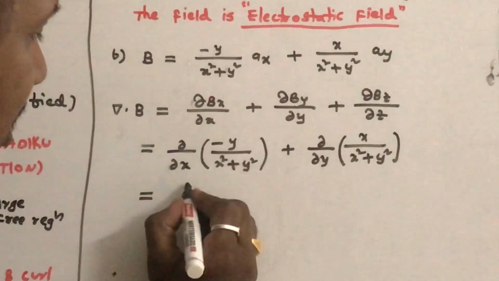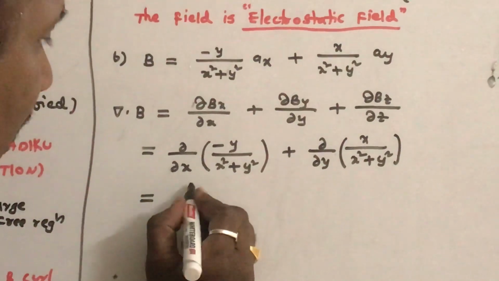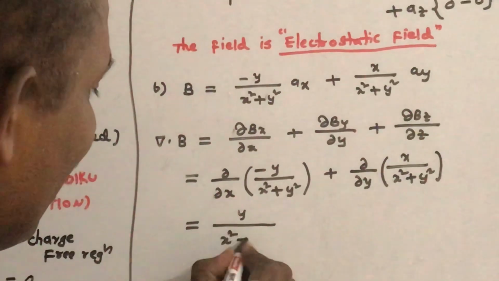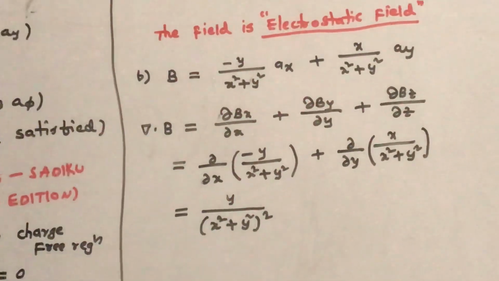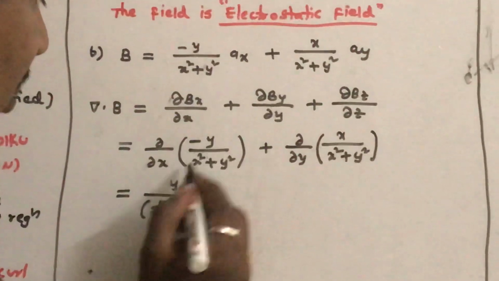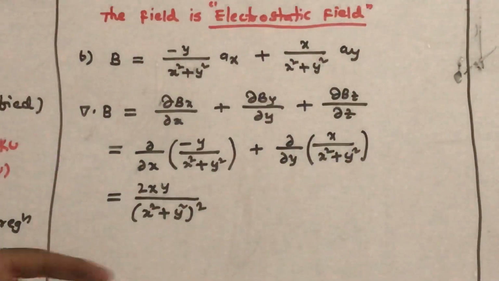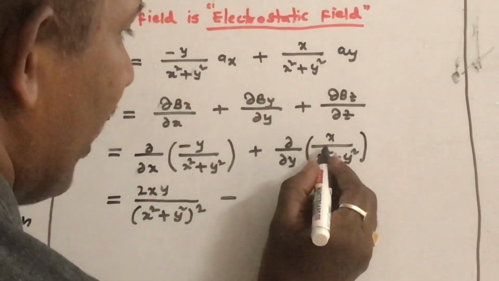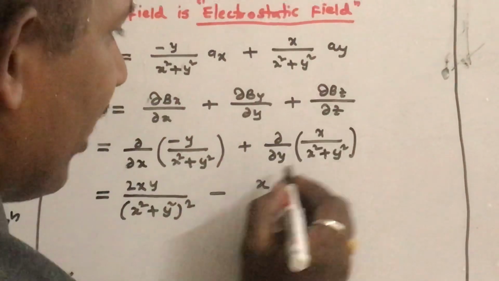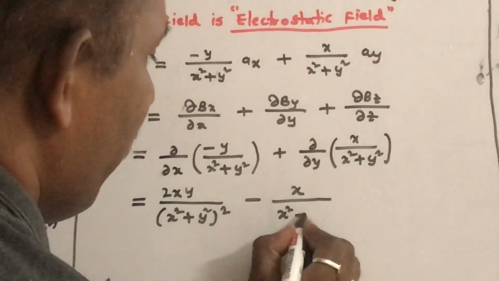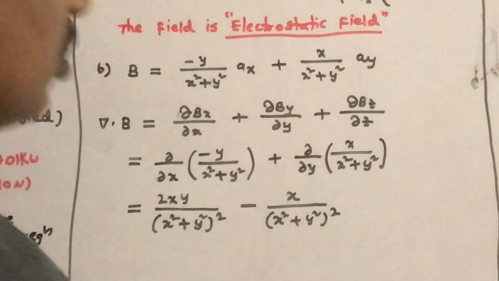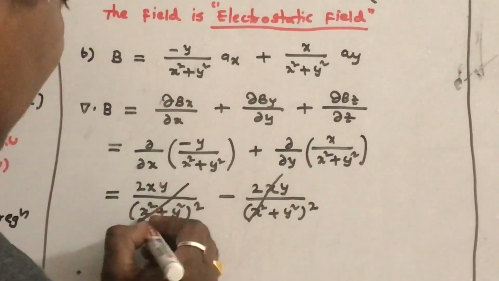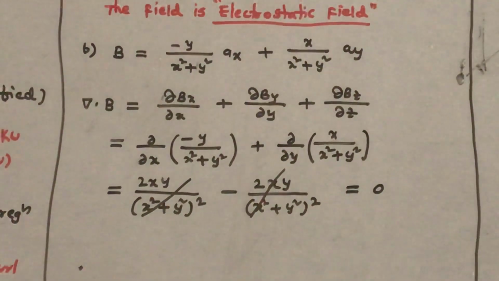So let us simplify this. y is constant, and 1 by x square plus y square differentiates to minus y by x square plus y square whole square into the differentiation of x square plus y square, which is 2x. So this is the answer for this one. Next, x is constant, so you can take x outside. The differentiation of 1 by x square plus y square is minus 1 by x square plus y square whole square into 2y. So both of these terms cancel out. Therefore the divergence comes out as 0.